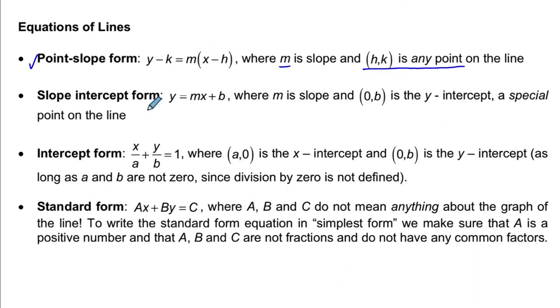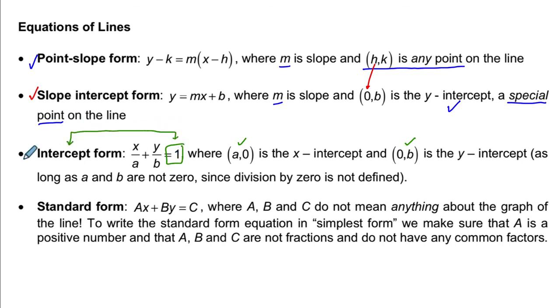The next form of the line is the slope-intercept form. We still have the slope m, but this time we have a special point, namely the y-intercept. In this case, h is equal to 0 and k is equal to b. In this way, the slope-intercept form is a special case of the more general point-slope form. Another form that's not as familiar is the intercept form. If we have x over a plus y over b equal to 1, then a comma 0 is the x-intercept and 0 comma b is the y-intercept.